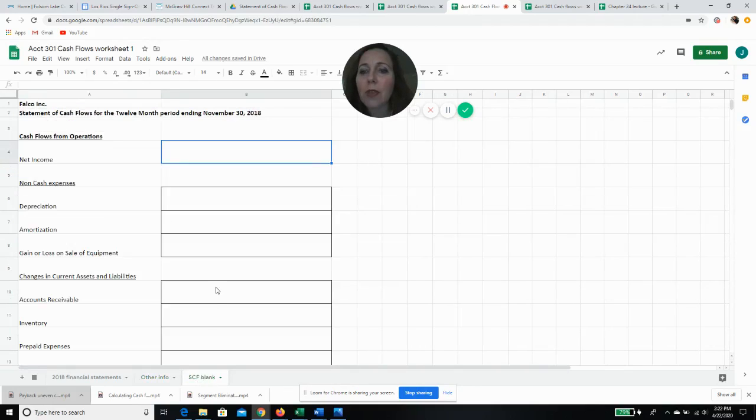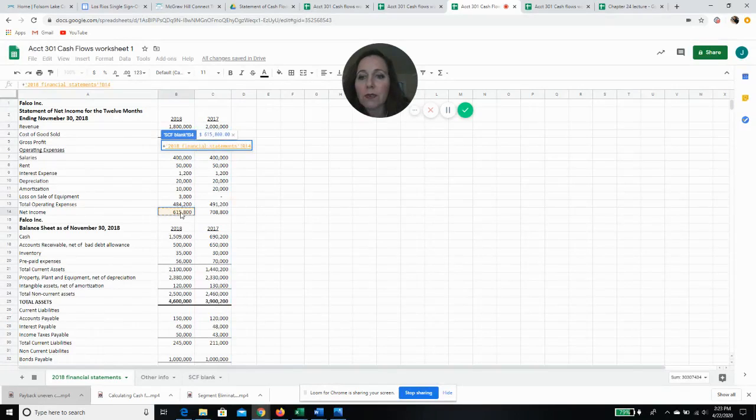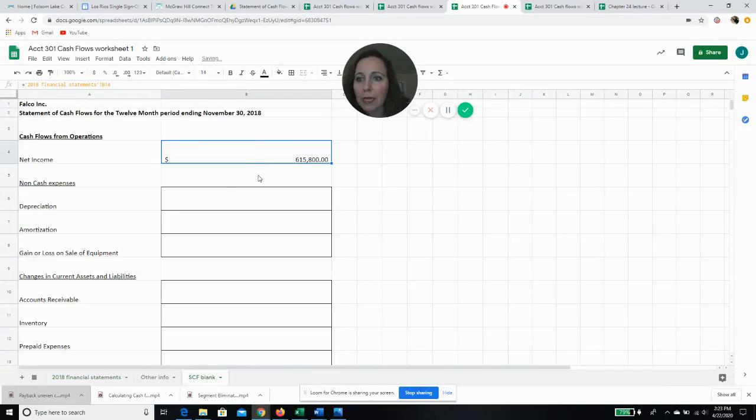All right, so I have on the third tab our blank statement of cash flows. We're doing it for the 12-month period ending at November 30th. All right, step one. What was step one of creating our statement of cash flows? We're going to start with our operating cash flows. We're doing the indirect method. So step one is start with our net income. I am just going to go back to my financial statements, and I'm going to grab net income for 2018, which is $615,800. We'll just populate it there.